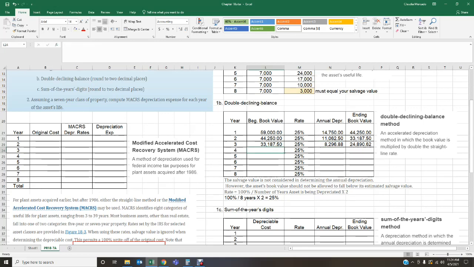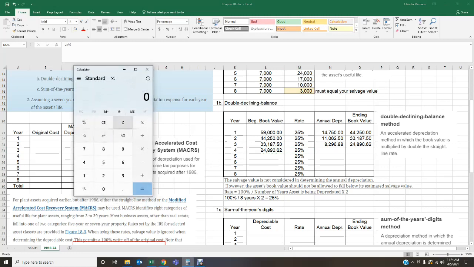So the ending book value is 24,890.62. Okay, I'm going to bring that down, 24,890.62. I entered it incorrectly, 24,890.62. And I'm going to multiply it against the 25%. I'm going to do the calculator now. That way you can see it's the same thing.